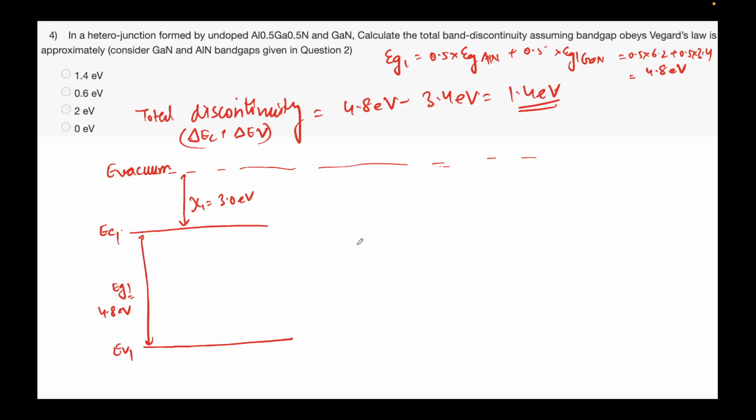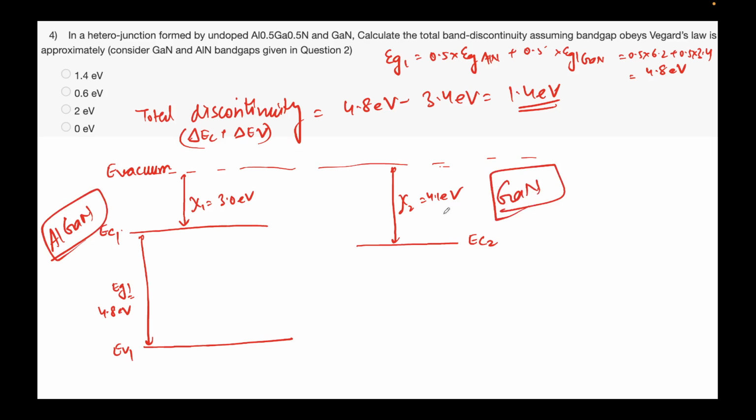Okay, so let's draw first of all 4.1 eV. This will lie somewhere over here. So this is EC2 because the electron affinity is 4.1 eV. And just to be very clear, the left side is AlGaN, the right side is GaN. Okay, and the band gap is 4.1 plus 3.4, so the bottom level will lie at 7.5. So this will lie somewhere over here, EV2. This is the band gap EG2 of 3.4 eV.